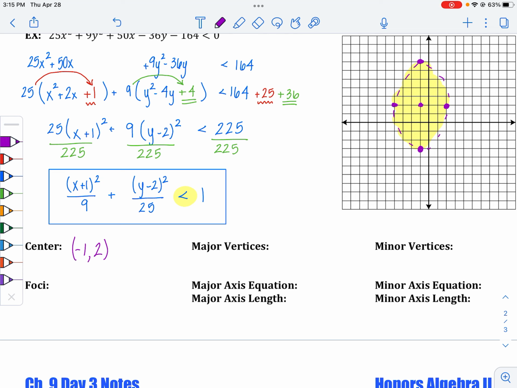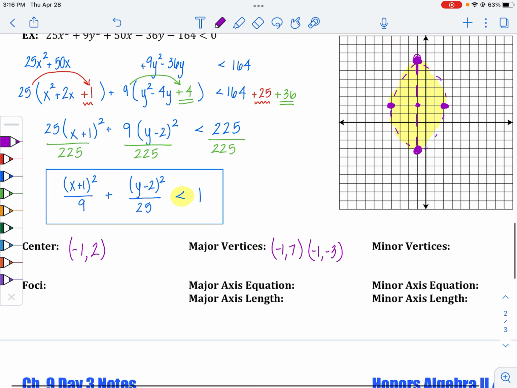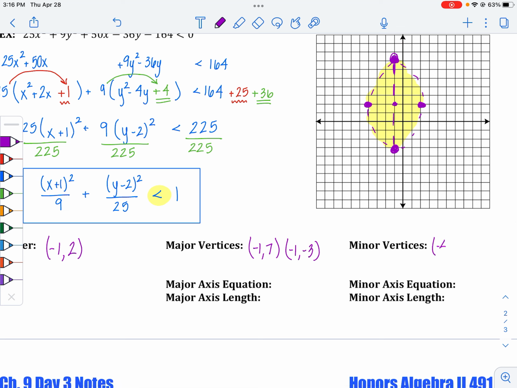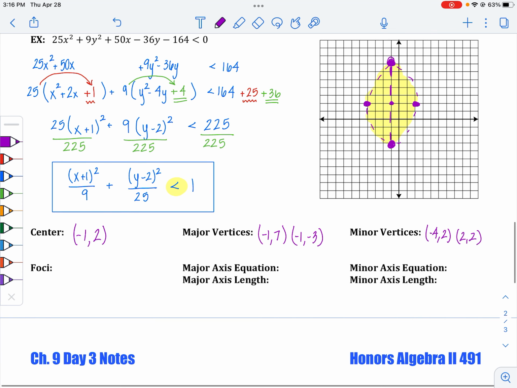Based on our picture, we know the major axis is going to be this one right here because it's longer. So the major vertices fall on the edges here and here. Major vertices then are negative 1, 7, and negative 1, negative 3. The minor vertices fall on the smaller axes. So those will be negative 4, 2, and 2, 2. Again, I'm going to leave the foci to the end.